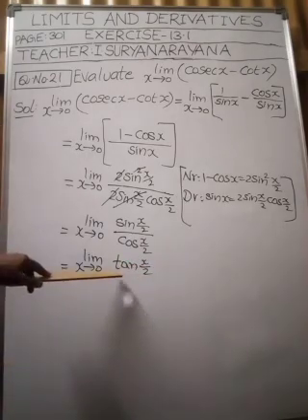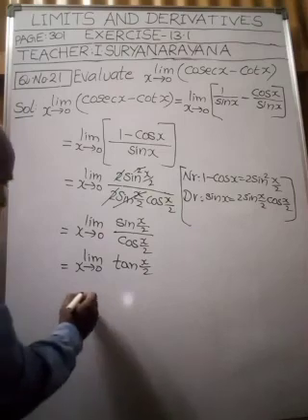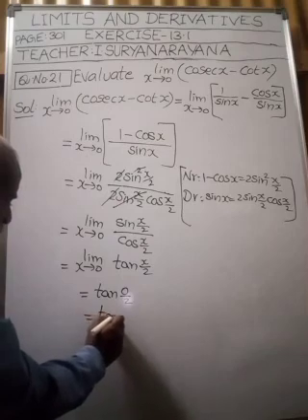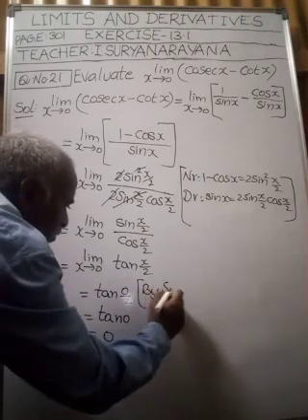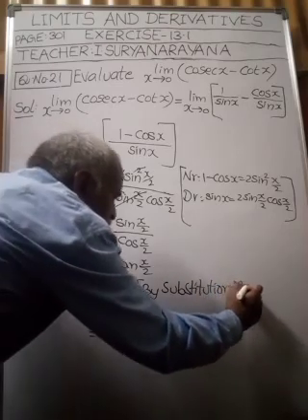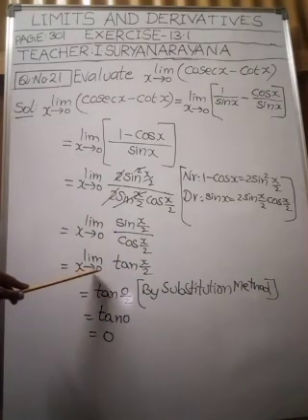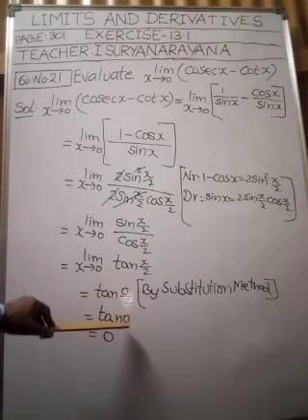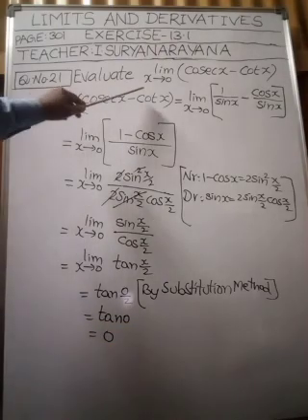Right. Now we go to the substitution method. Put x is equal to 0. Then what will you get? Tan 0 by 2. That is tan 0, which is equal to 0. By the substitution method, we substituted x is equal to 0. Then we get tan 0 by 2. 0 by 2 means 0 only. Tan 0. What is the value of tan 0? 0. So this is the limit of this given function.